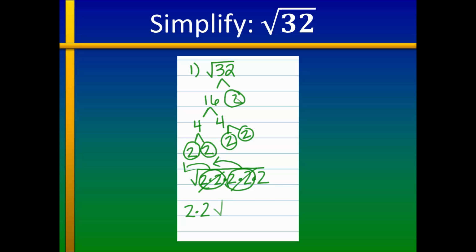Now we have the radical, and what's still left inside is a 2. So we'll clean this up. On the outside, our coefficient's going to be 4 because 2 times 2 is 4. And then we have square root of 2, and that would be our final answer.